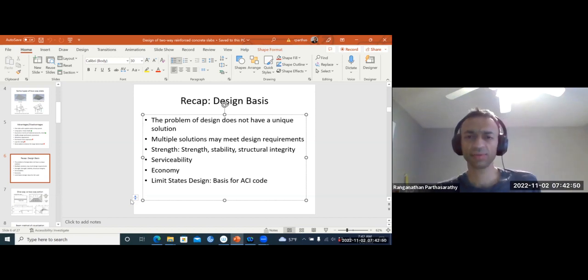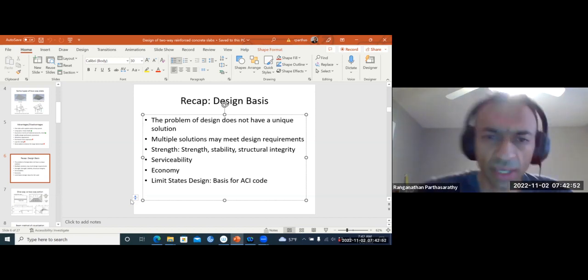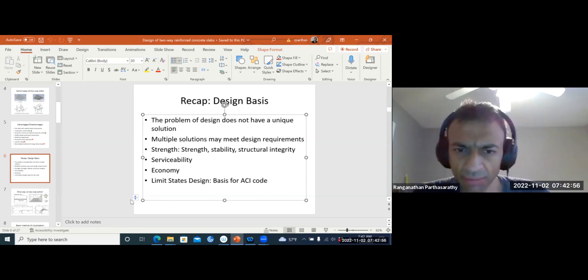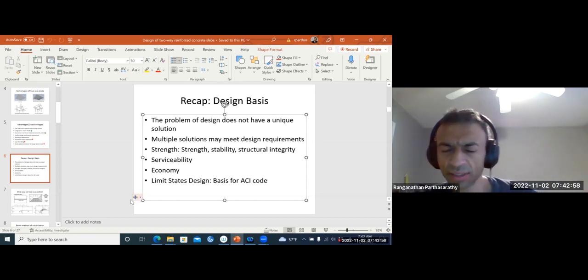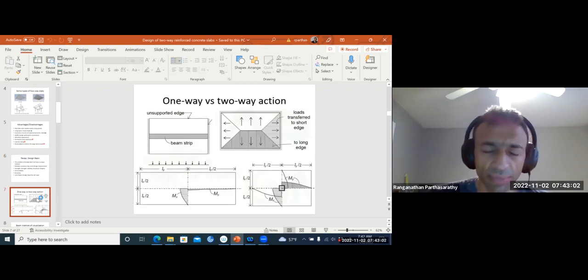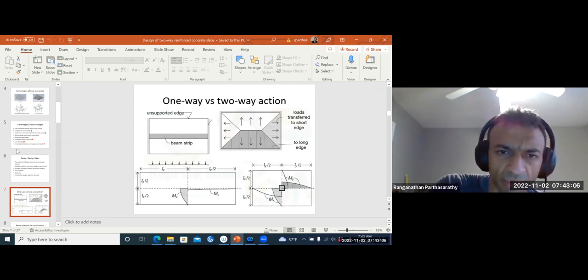Okay, let's see what is one-way action versus two-way action. In some cases, it is very straightforward to say that the bending will be only in one direction. For example, you see the case here.